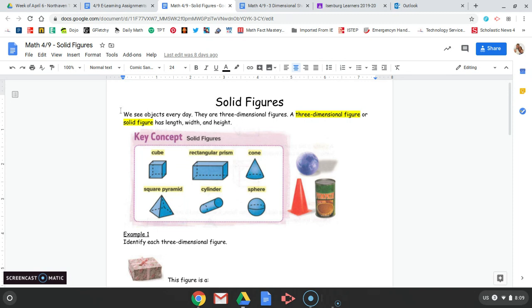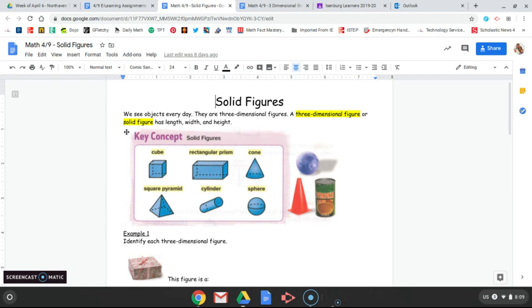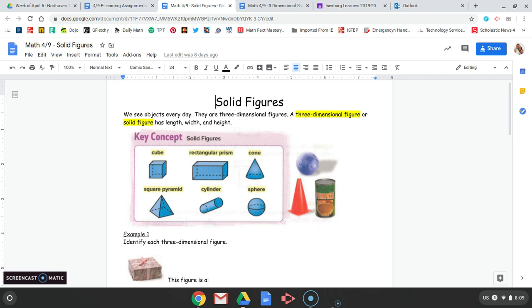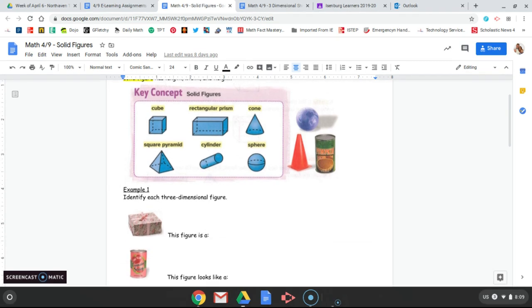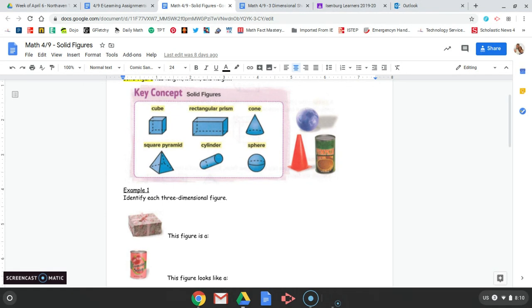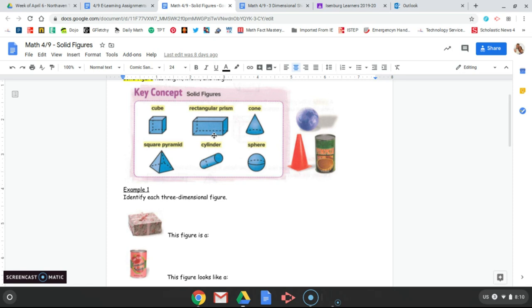At the top, they're just going to give us another definition again about what a solid figure is. It says, we see objects every day. They are three-dimensional figures. A three-dimensional figure or solid figure has length, width, and height. So that's what we just talked about. Then they give us this handy dandy box here of the 3D figures that you need to be able to recognize. So we have a cube, a rectangular prism, a cone, a square pyramid, a cylinder, and a sphere.